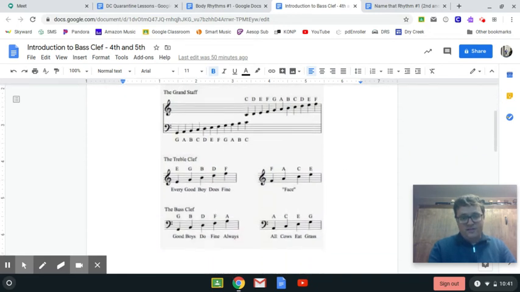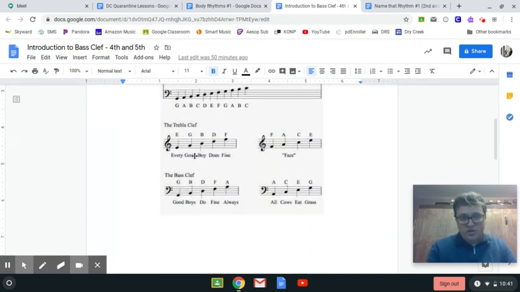So we've already seen some of this. Here we have treble clef. We know E, G, B, D, F, and FACE is F, A, C, E. We learned that last time. Well, now for bass clef, it's different. The notes are not exactly the same. So we have G, B, D, F, A: Good boys do fine always.